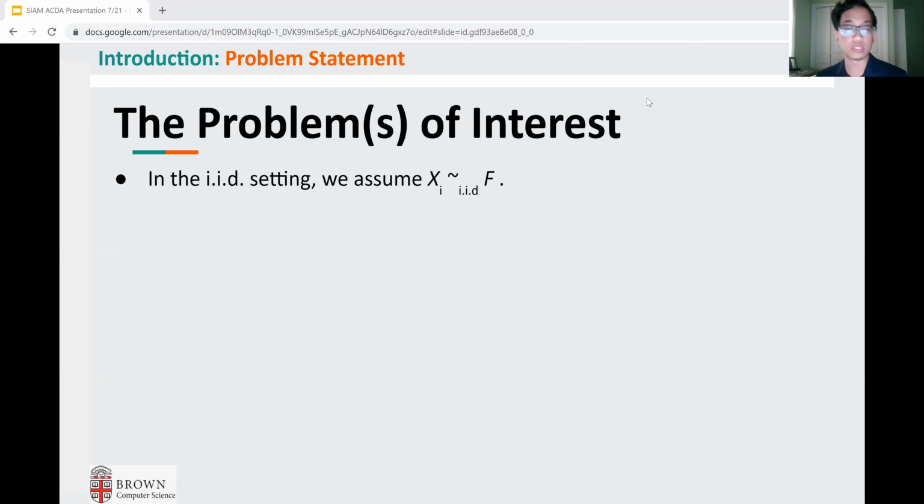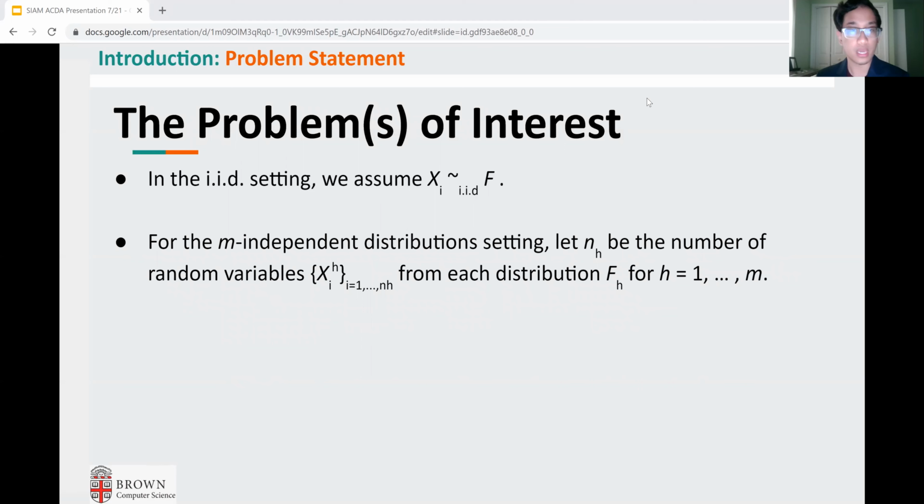In this setting, we simply assume that X sub i is distributed IID according to F for all i. What's nice about the IID case is that it generalizes naturally to the multiple distributions case. That is, let there be m homogeneous populations of independent random variables with n sub h random variables drawn from each population. Each of these random variables will have distribution F sub h according to which population they're drawn from.